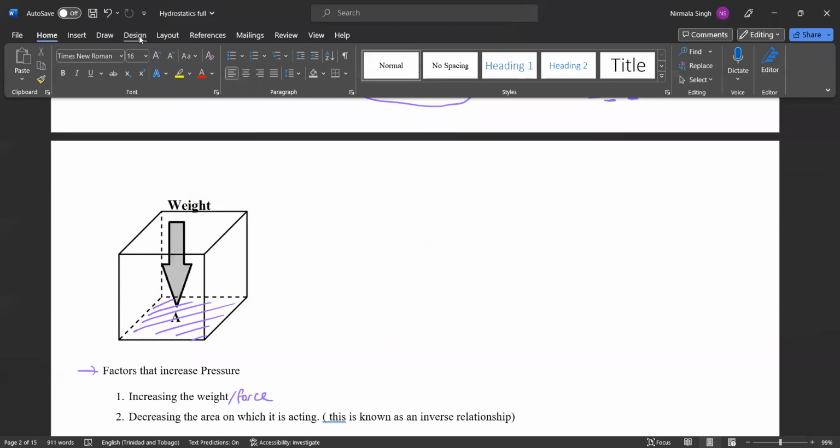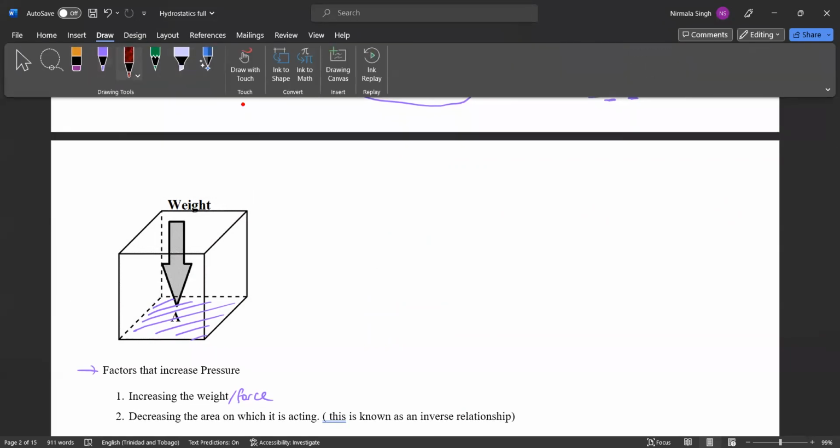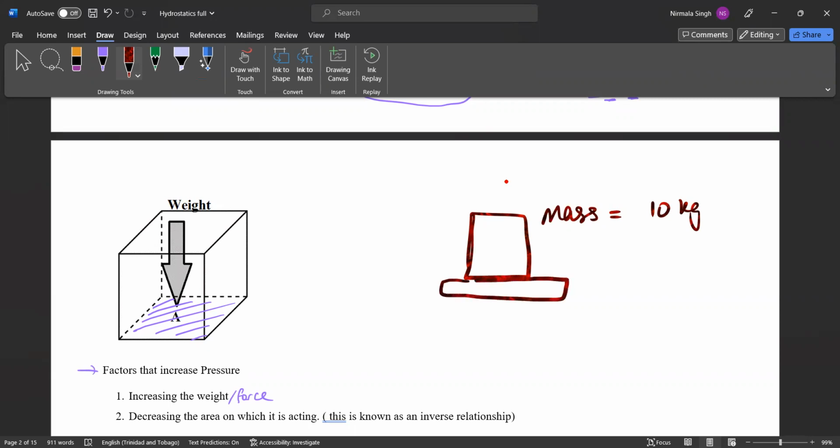Let's say I have an object. All right, this object has a mass of 10 kilograms, and the entire weight of this object, or the entire force of this object, is acting on an area of 1 meter squared. I want us to work out the pressure that is being exerted on this area here.